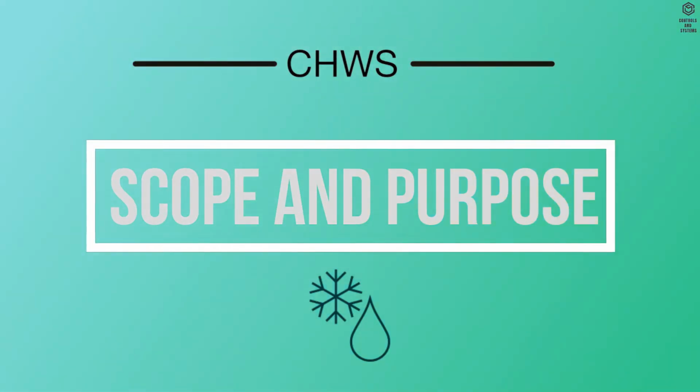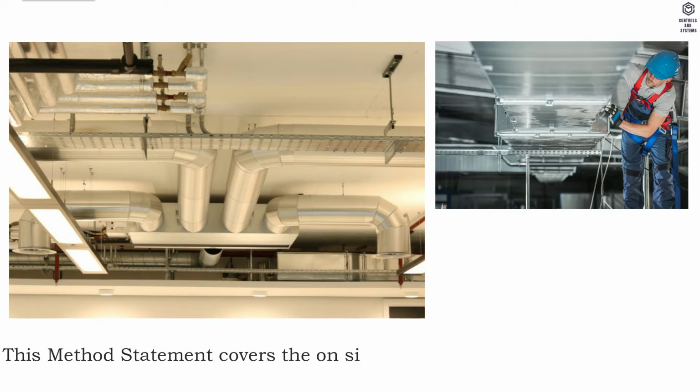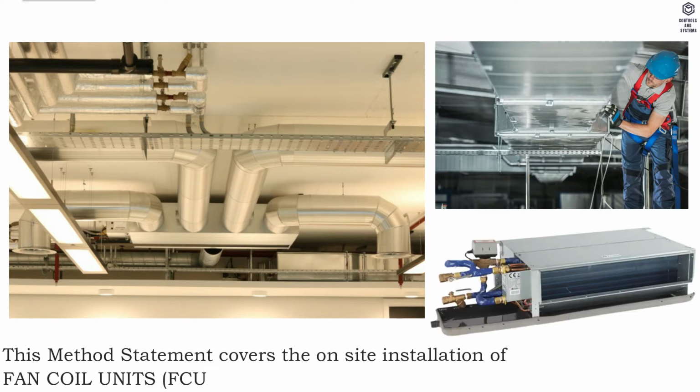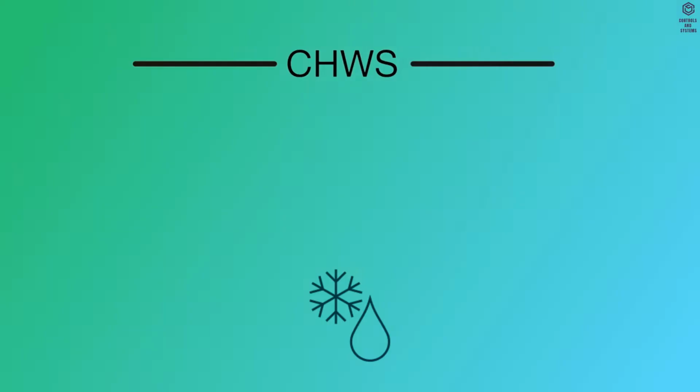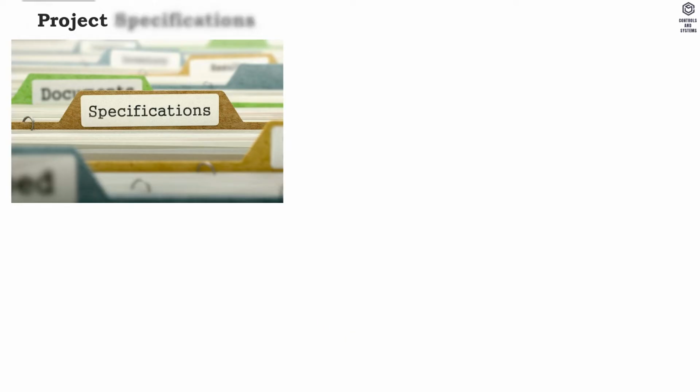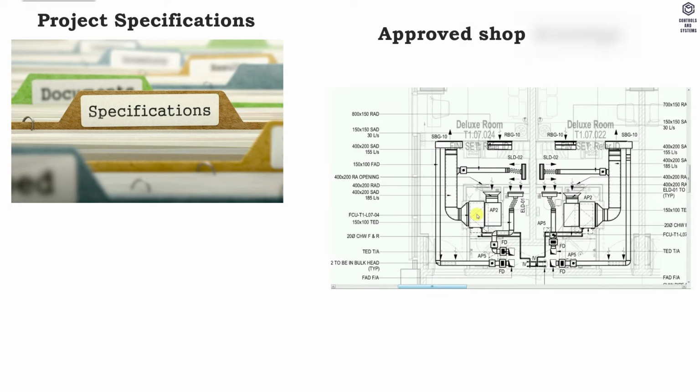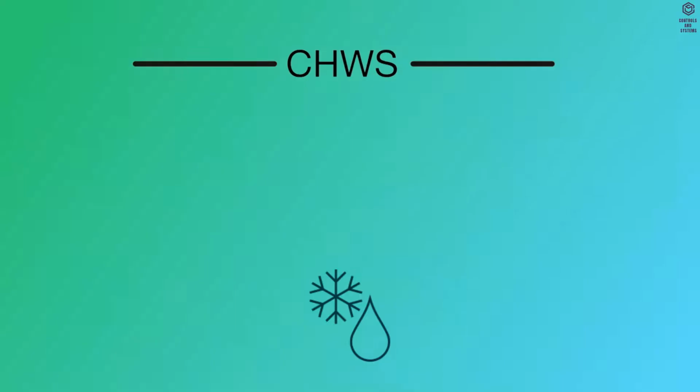Scope and purpose. This method statement covers the on-site installation of fan coil units, FCU, and the requirements of checks to be carried out. Reference documents: project specifications, approved shop drawings (latest revision), approved material submittals.